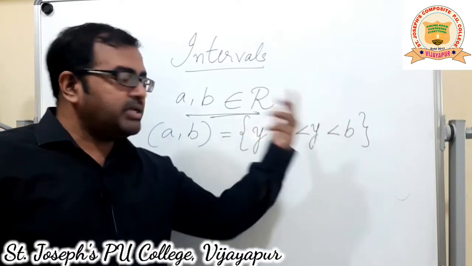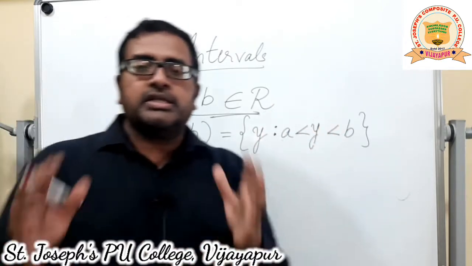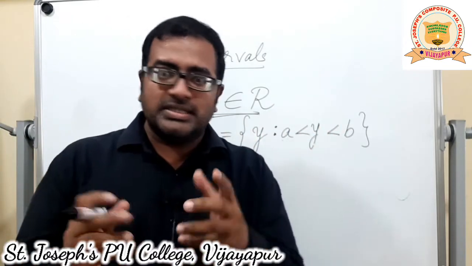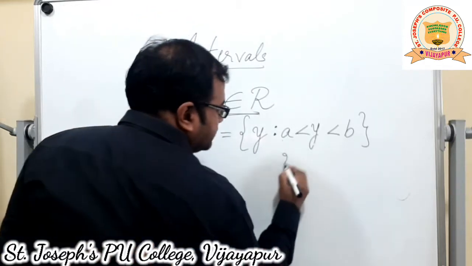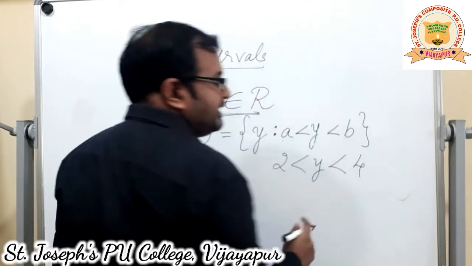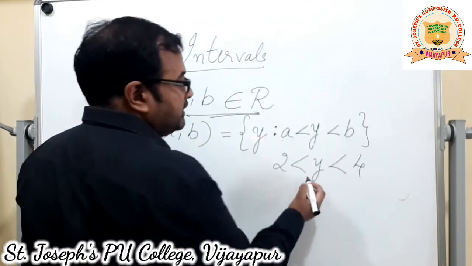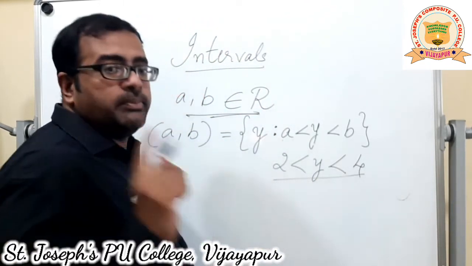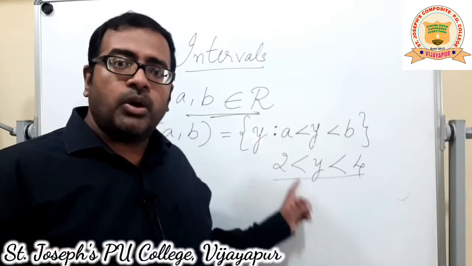If A and B are excluded, for example, let us talk about natural numbers. It is easy to understand. If I write 2 less than Y less than 4 in natural numbers, then what is the number possible here? The only possible number is 3. Why not 2 and 4?